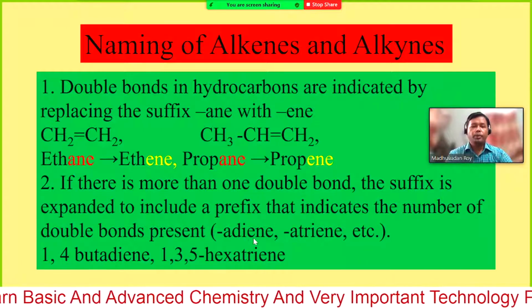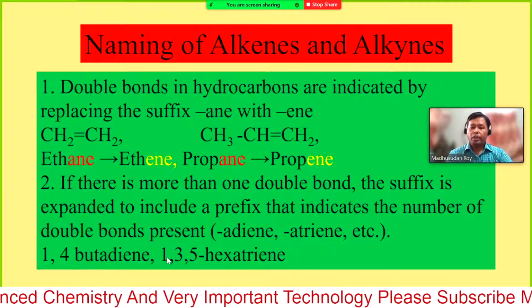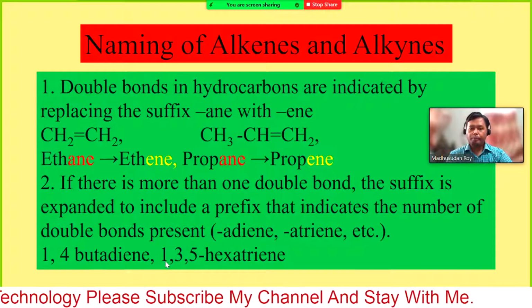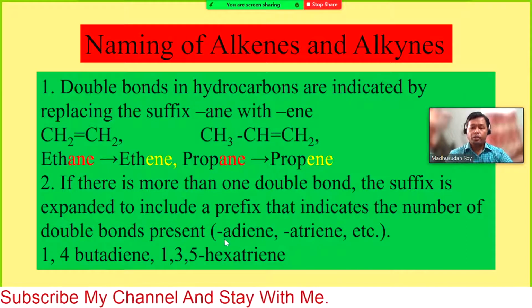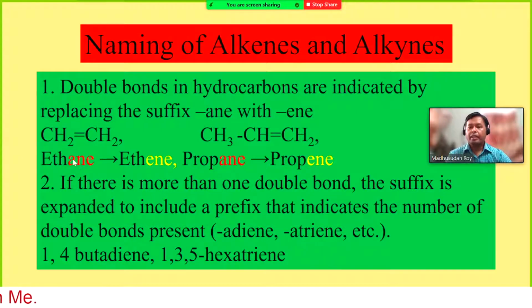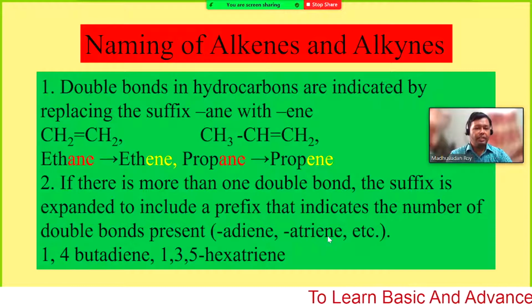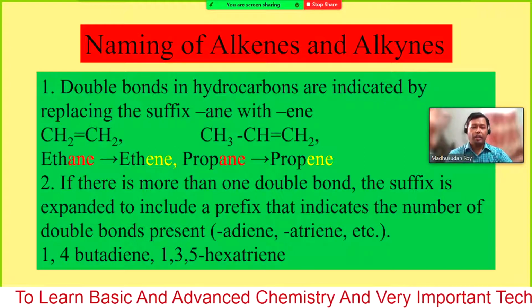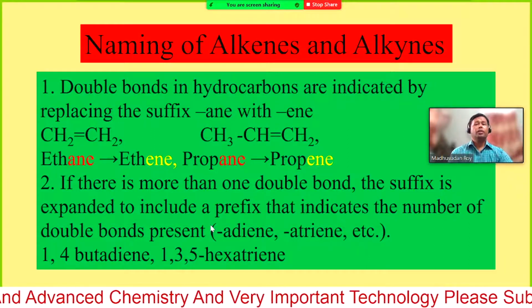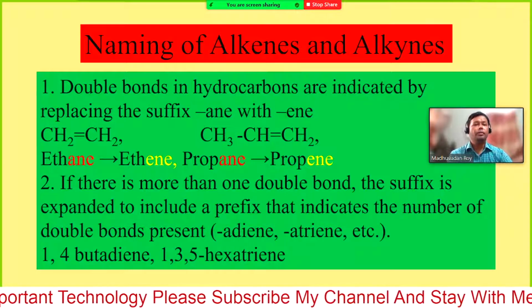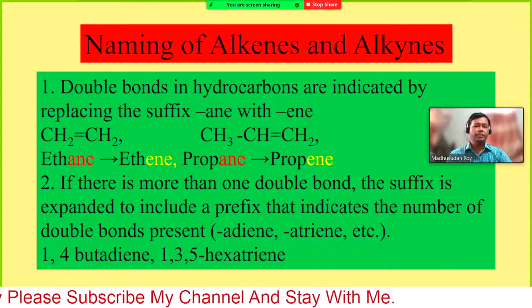So 1,3-butadiene is one of the examples, or 1,3,5-hexatriene. I did not show you the example here, I have only given the formula name, but in the next slide I will show you. So if you have 2 double bonds or 3 double bonds, you need to replace the ane by adiene or atriene. If you have 3 double bonds, then atriene, and if you have 2 double bonds, adiene, or if you have 4 double bonds, then atetraene, this way. So if you have a single double bond, then just change the ane of the alkane to ene, and that will give you the alkene.